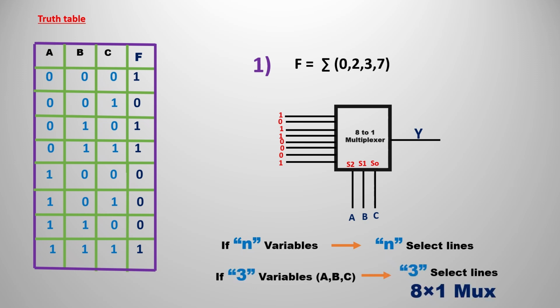For the implementation of the full adder, we can have many methods. Mainly we have three methods for the implementation of full adders or any logic circuit with the help of multiplexers. The two methods have already been discussed in the previous video. This is the first method: if we have n variables, we are going to have n select lines. For example, if you have three variables, you are going to have three select lines, which means you definitely have to use an 8x1 multiplexer.